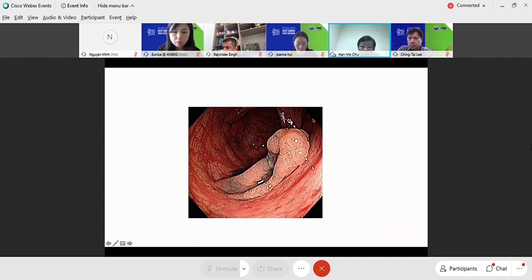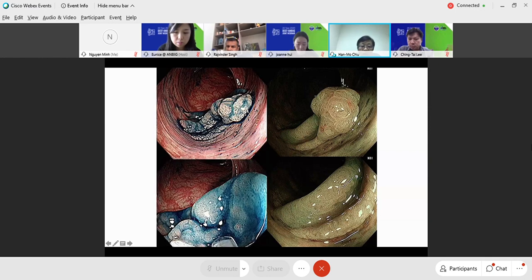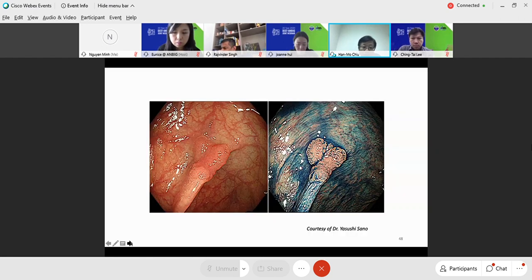So you can see the 1S part with the neoplastic appearance like this using the narrowband imaging and using the chromoendoscopy. So herein, I would like to share some of the examples. So this case was provided by Dr. Sano. This is the 2A lesion and a small LST non-granular.